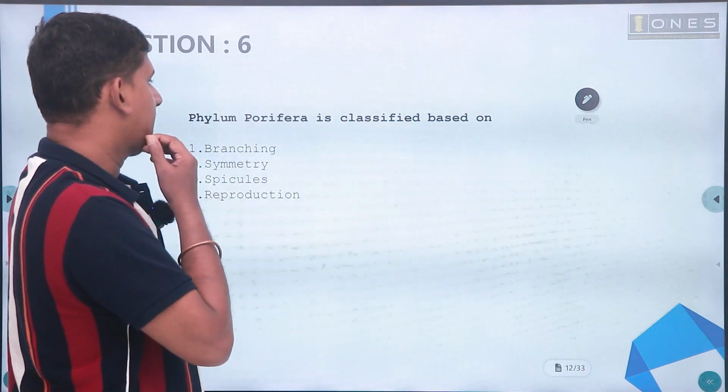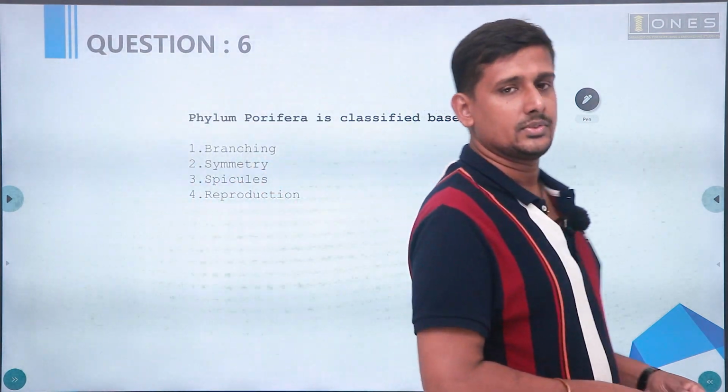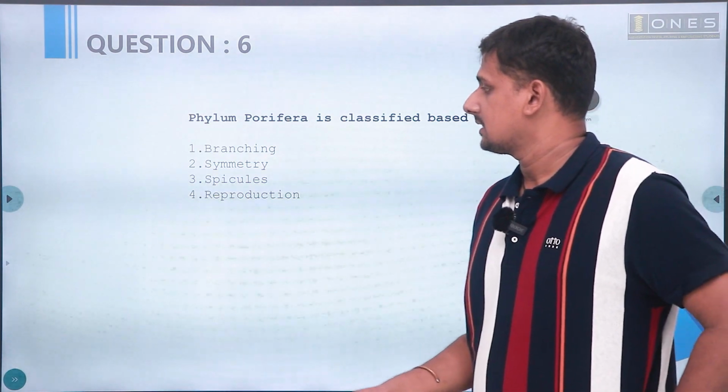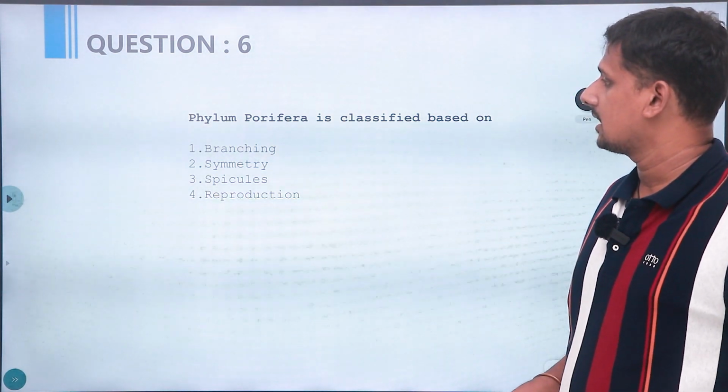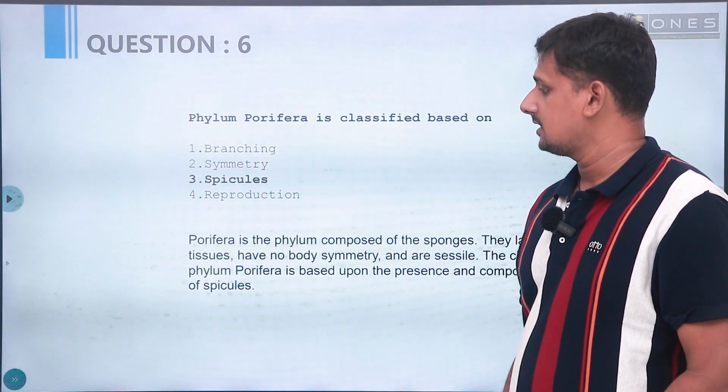Now next question is phylum Porifera is classified based on. So phylum Porifera classification ആണ് ചോദിച്ചത്. So basis of classification is option A, branching, next is symmetry, next one is spicules, then reproduction. So phylum Porifera is classified based on, right answer is spicules.